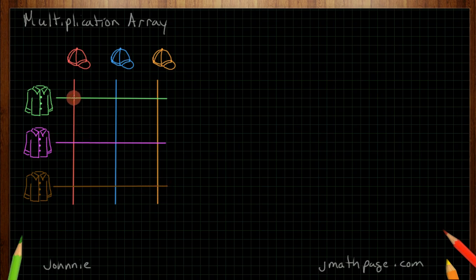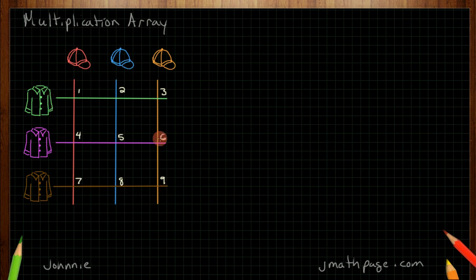Let's see. We know that this first one, red hat, green jacket, is one choice. Blue hat, green jacket is a second choice. Orange hat, green jacket is a third choice. Red hat, purple jacket, a fourth choice. Blue hat, purple jacket, a fifth choice. Orange hat, purple jacket, a sixth choice. Red hat, brown jacket, a seventh choice. Blue hat, brown jacket, an eighth choice. And orange hat, brown jacket, a ninth choice. So there are 9 choices altogether.